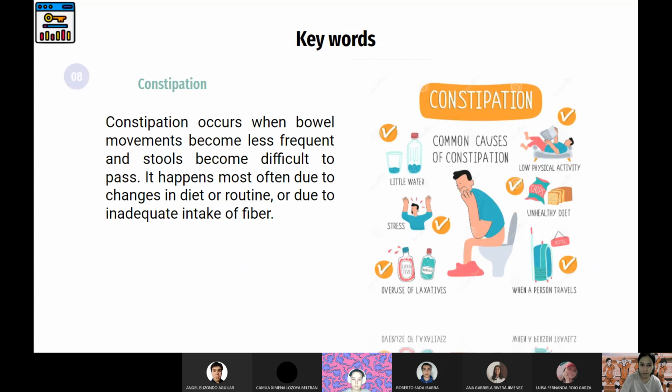The last keyword is constipation. Constipation occurs when bowel movements become less frequent and stools become difficult to pass. It happens most often due to changes in diet or routine, or due to inadequate intake of fiber.